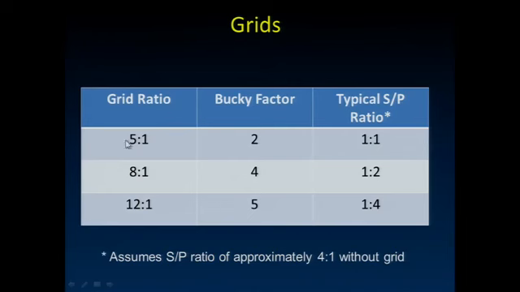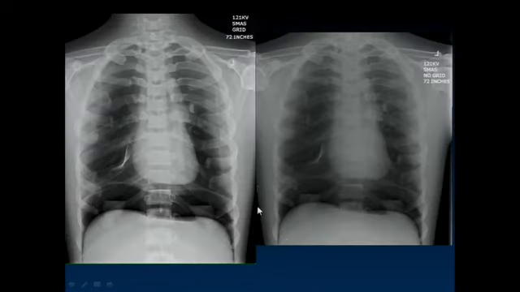So here's if the length of the holes divided by the width of the holes were 5, 8, and 12. Notice that holes here convert a 4-to-1 scatter to primary ratio to a 1-to-4 scatter to primary ratio. But the price paid is a need for a 5 times increase in the dose to the patient, all right?